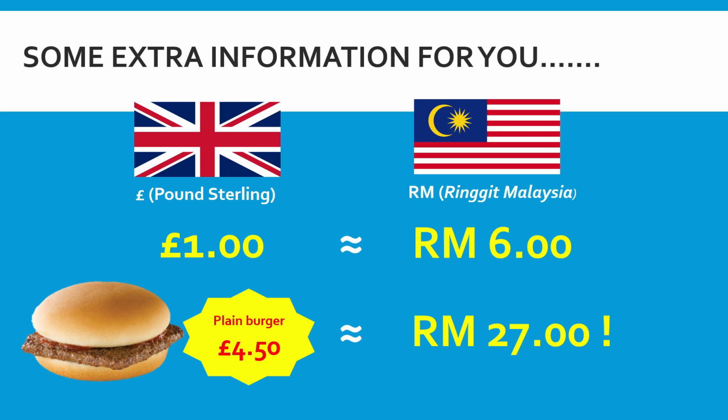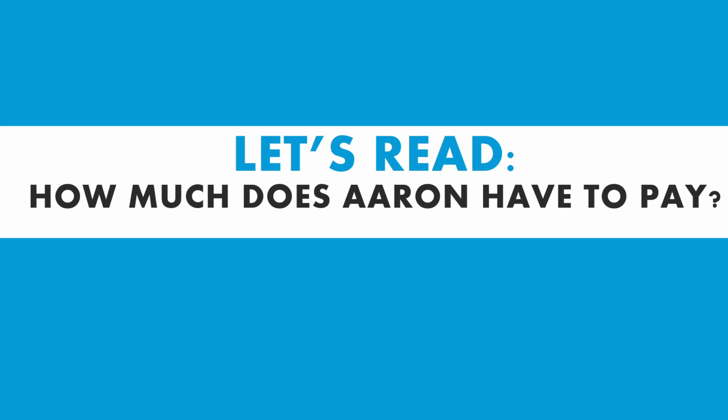How expensive is that? How much does a plain burger cost in Malaysia? It's just roughly around 2 to 3 ringgit. 2 to 3 ringgit is less than 1 pound in UK. So can you imagine? Now let's move on to the second activity of our lesson today.